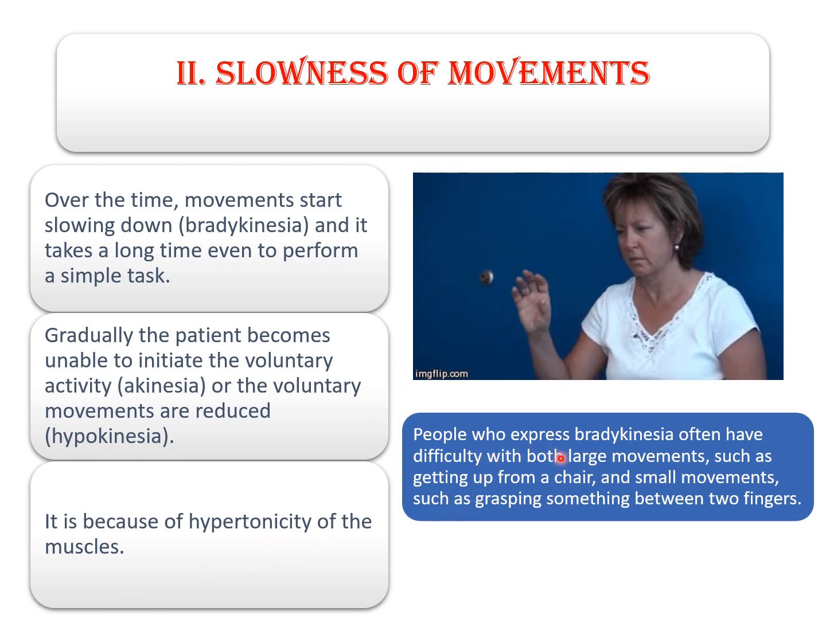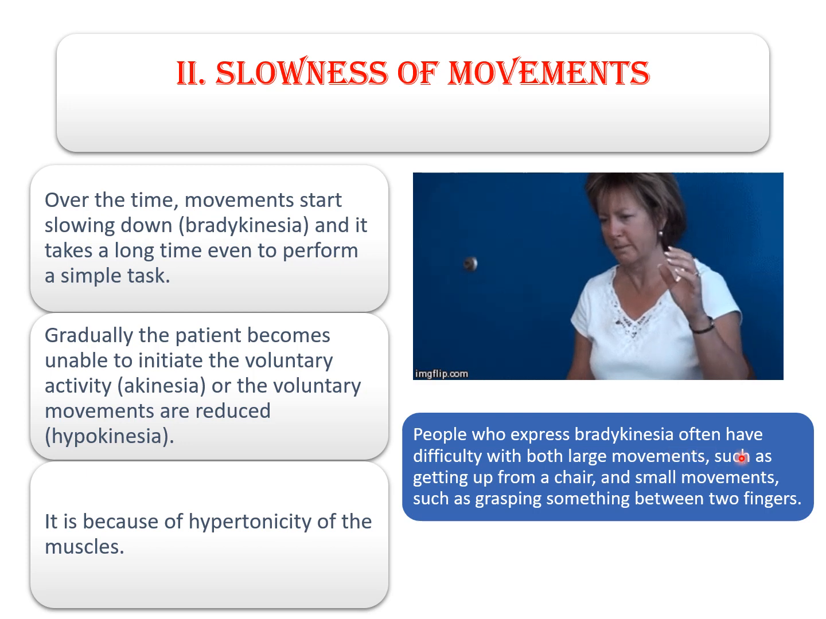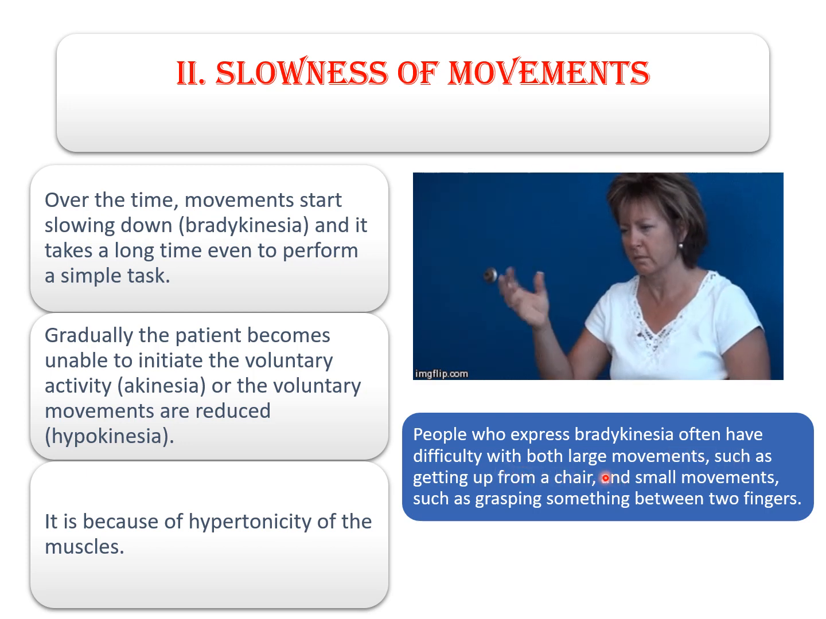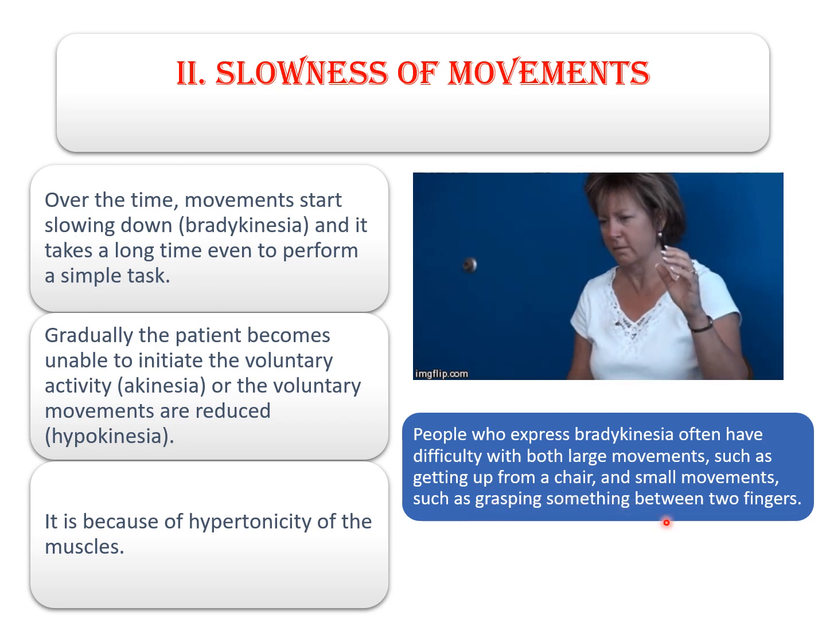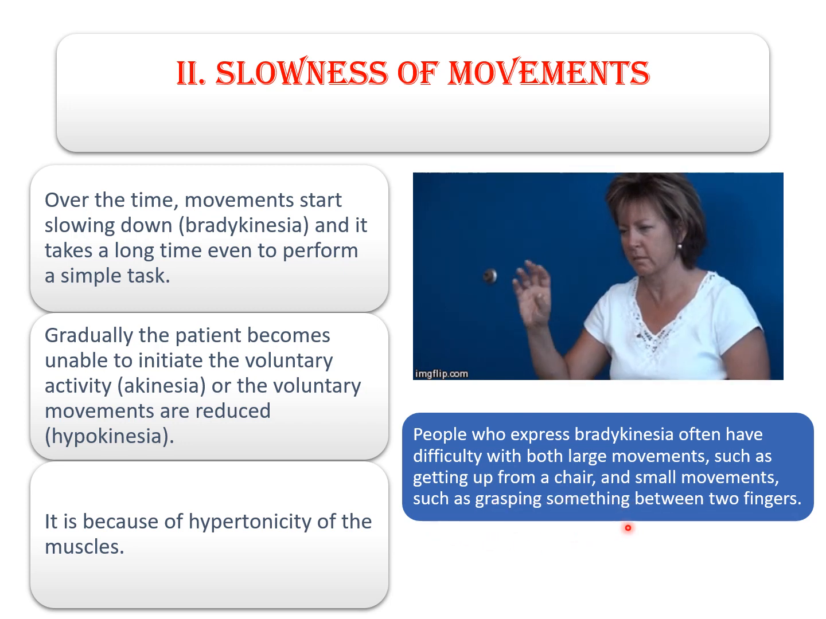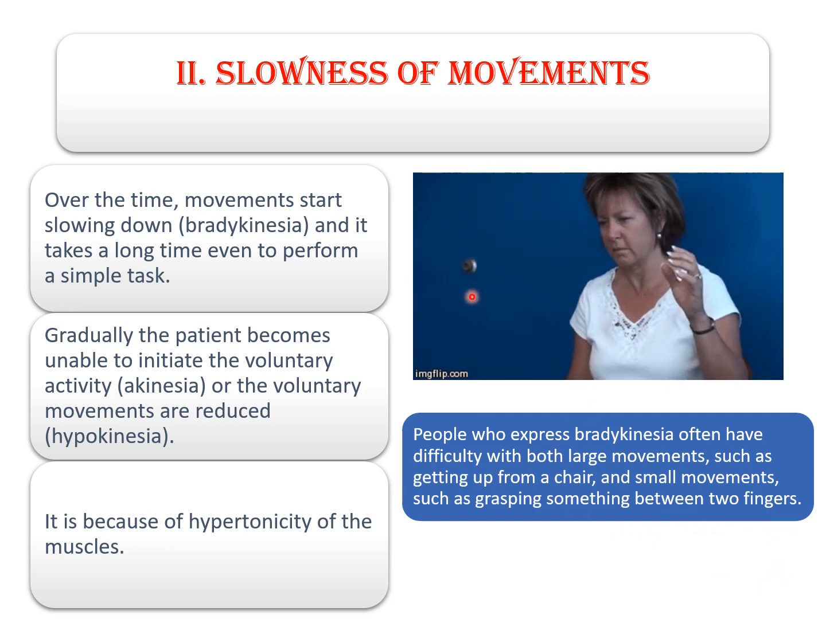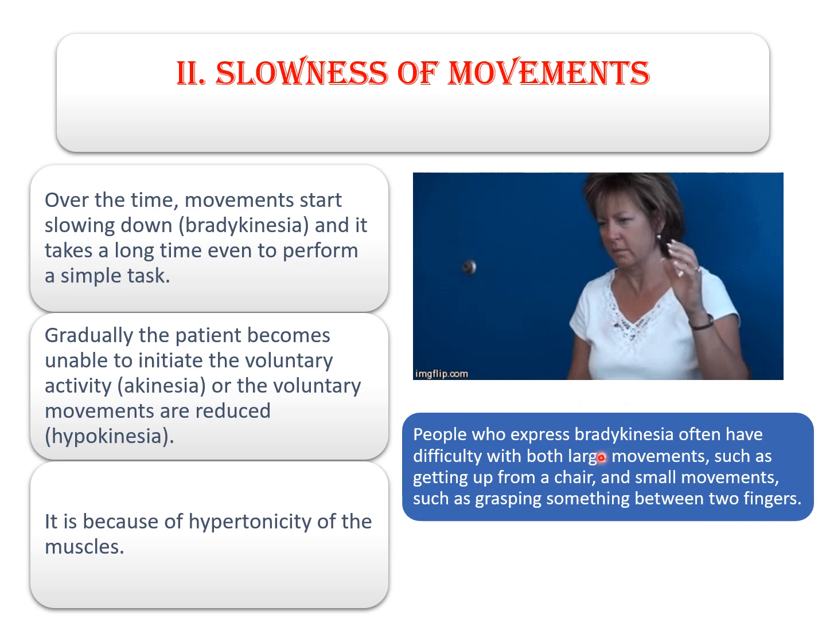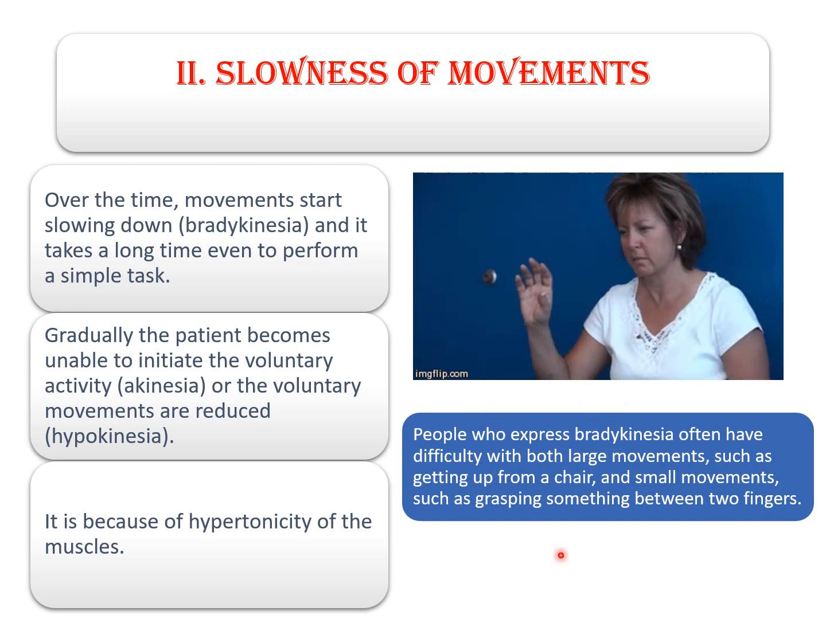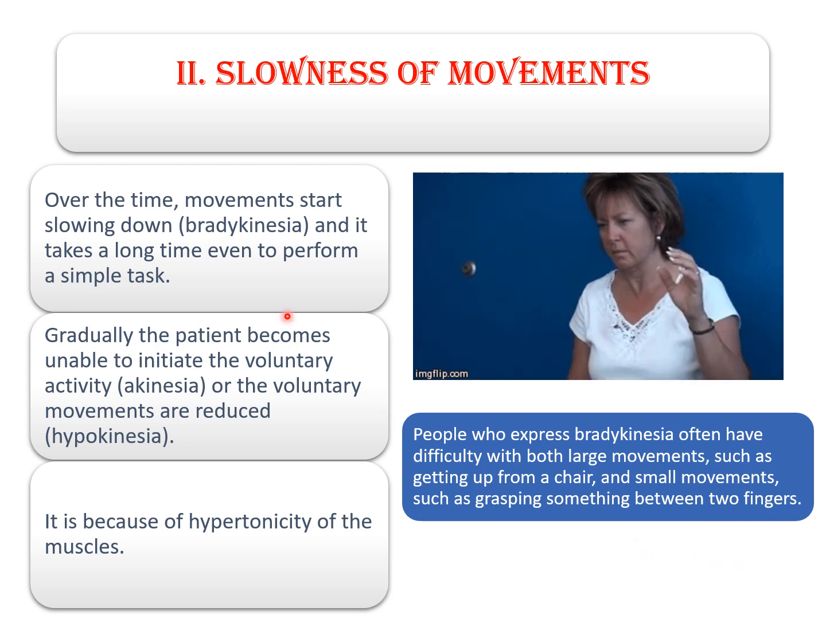So people who express bradykinesia have difficulty with both large movements such as getting up from a chair and small movements such as grasping something between two fingers. So this lady tries to catch this ball. Okay. So there is a slowness of the movements and she is unable to catch this ball. So there is a slowness of movement and that is known as bradykinesia.